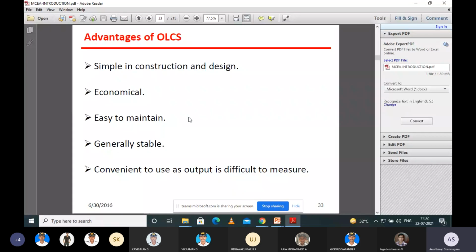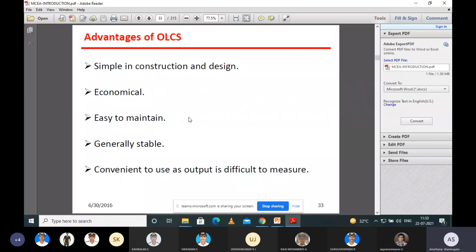No need to watch the output, and it is generally stable. Input is on, output is close. There is no disturbance in between the input and output. It's convenient to use as the output is difficult to measure. No need to measure. Depending upon the input, the output will be close. That is why it is convenient to use when the output is difficult to measure.